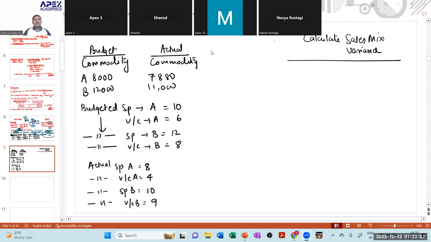ओके, नो ब्रेनर आई थिंक. What is your flexible budget going to be? It is going to be on a base of actual. What is total actual? 18,800. You have to split it in the ratio of 2:3, correct? Are you with me on that? 2:3 na? 8,000 and 12,000.